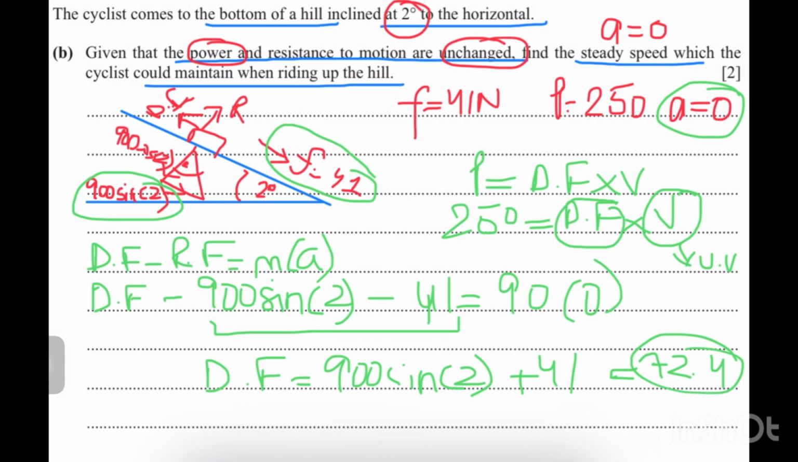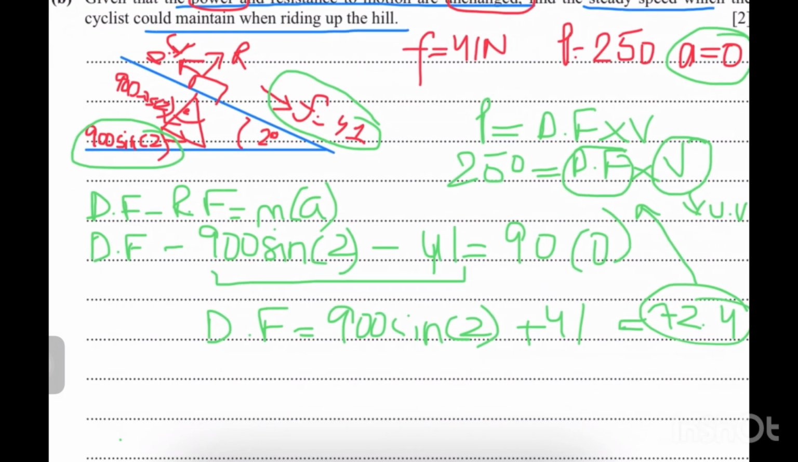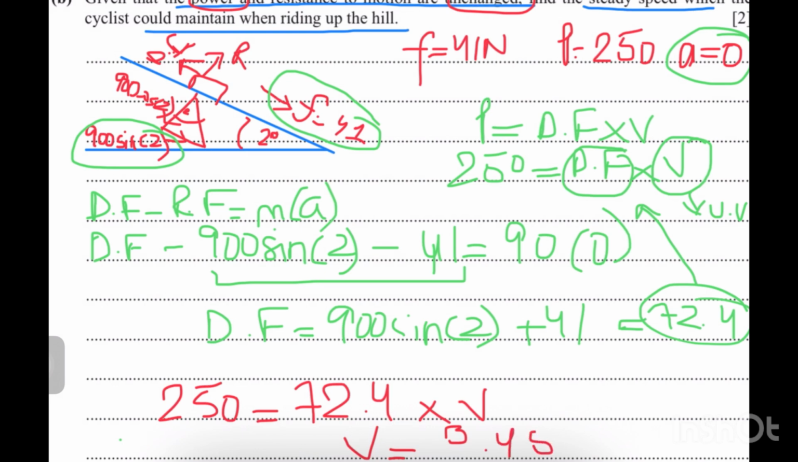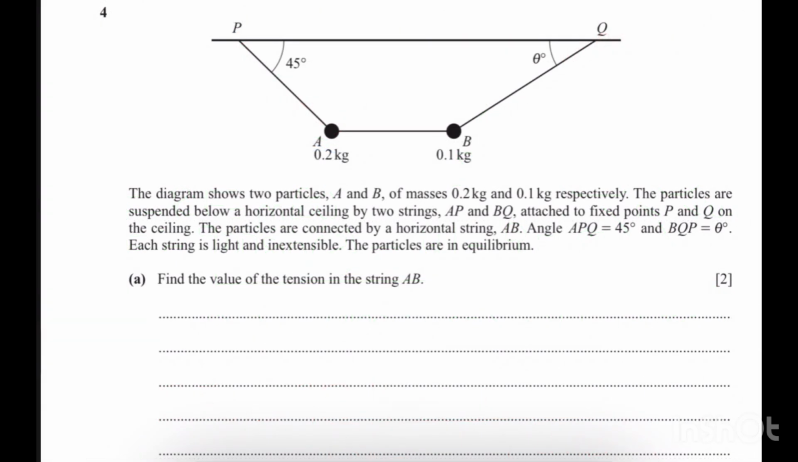And now we can use this and substitute it back into this formula. So that means that 250, which was the power, must equal 72.4, which was the driving force, multiplied by v, which is the speed, making the velocity or the speed equal to 250 divided by 72.4, which is 3.45 meters per second. So with that, we're done with question number 3. So this is question number 4.